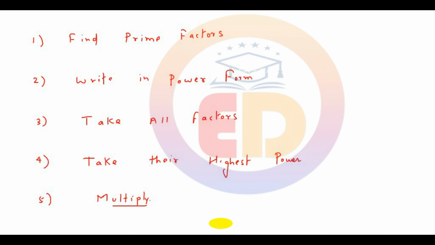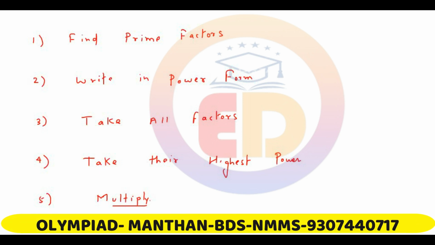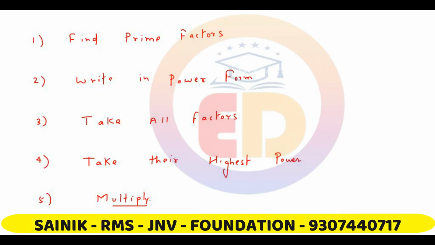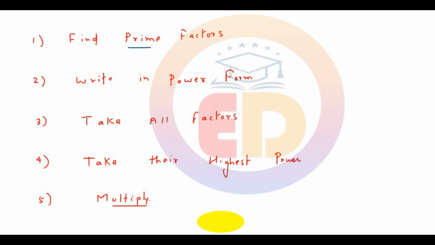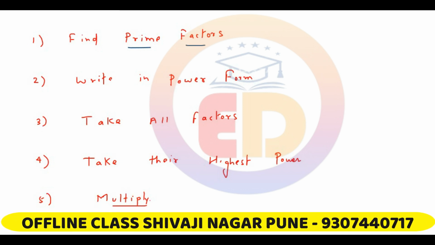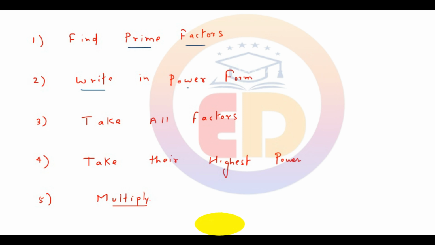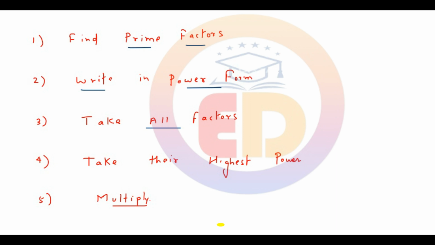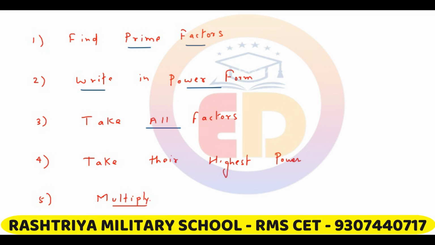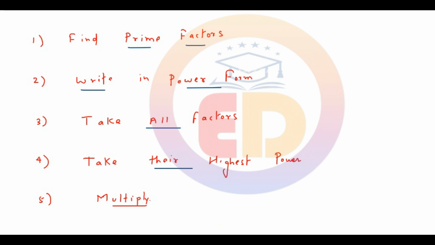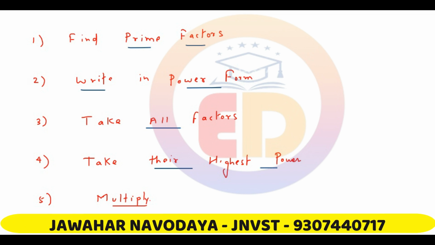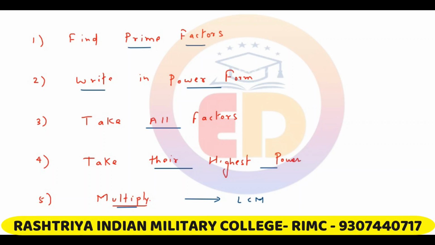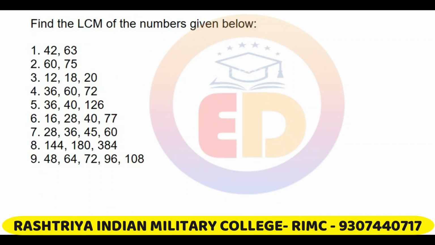Now the method of finding the LCM will be: the first step, we have to find out the prime factors. In the second step, we will write down all the prime factors in the power form. In the third step, we will take all the prime factors. In the fourth step, we take their highest power. And finally, we multiply to get our LCM. These are the steps of finding the LCM using the factorization method.